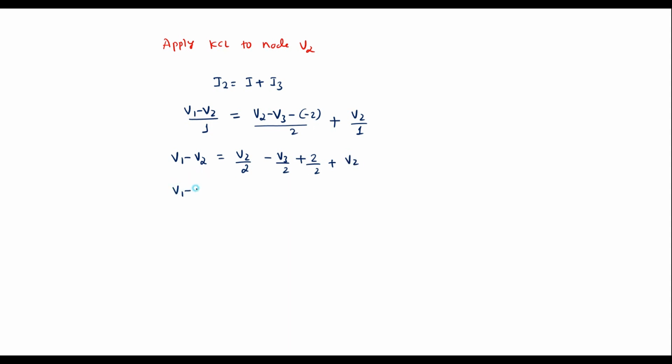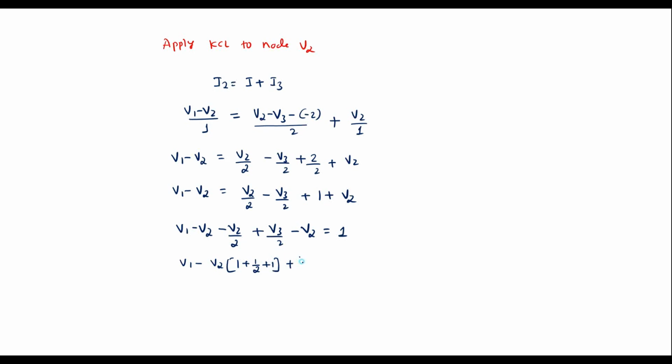So let me simplify further. V1 minus V2 is equal to V2 by 2 minus V3 by 2 plus 1 plus V2, or I can write it as V1 minus V2, I'll take V2 on other side, minus V2 by 2 plus V3 by 2 and minus V2 is equal to 1, or I can write V1 minus V2, 1 plus 1 by 2, coefficient of V2 is 1 by 2, plus V3 by 2 is equal to 1, that is V1 minus 2.5 V2 plus 0.5 V3 is equal to 1. Let me call it equation 2.